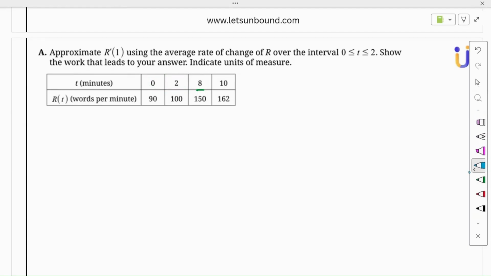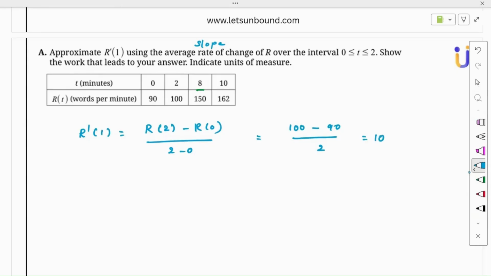It's nothing but the average rate of change, which is the slope formula. So r prime of 1 is r of 2 minus r of 0, divided by 2 minus 0. r of 2 is 100, r of 0 is 90, over 2, which is 10 over 2 actually. Sorry, it's 5. So r prime of 1 is 5 words per minute per minute.